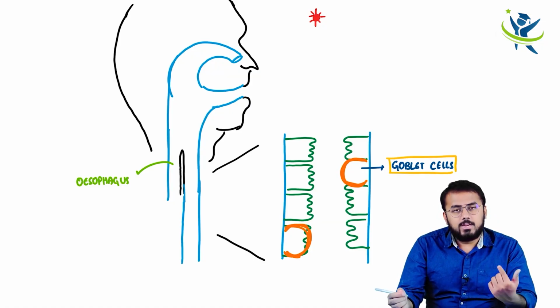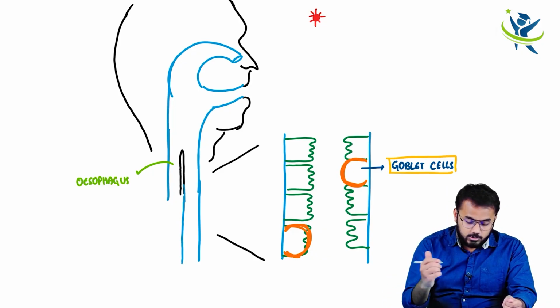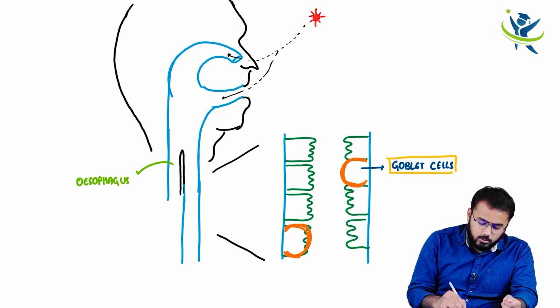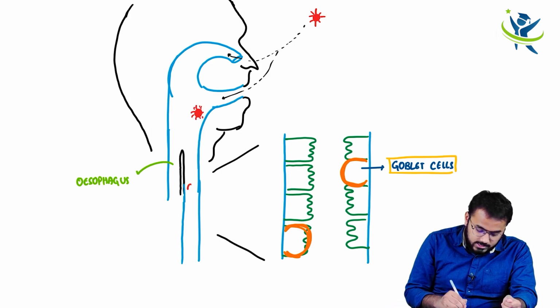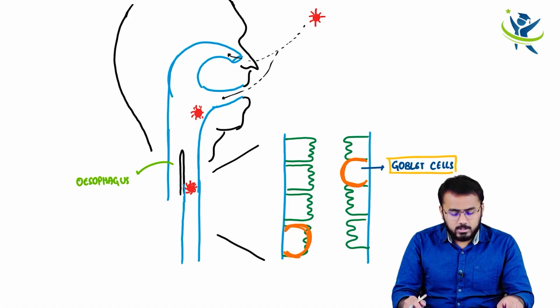Once the virus enters into the nasopharynx or into the oropharynx, the virus will slide down all the way into the trachea. So right now your virus is in the pharynx. From here the virus will slide down into the trachea. Once the virus slides down into the trachea, what is it going to do? The real topic starts from here.